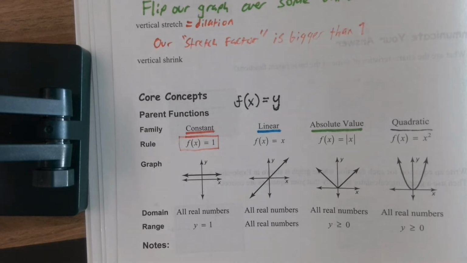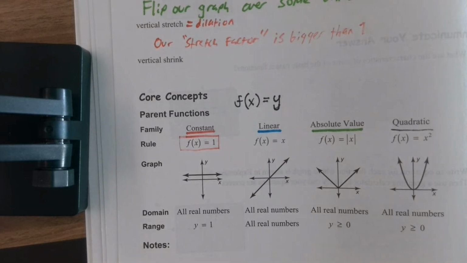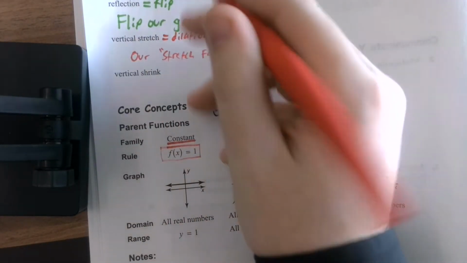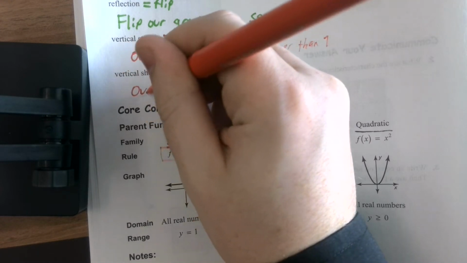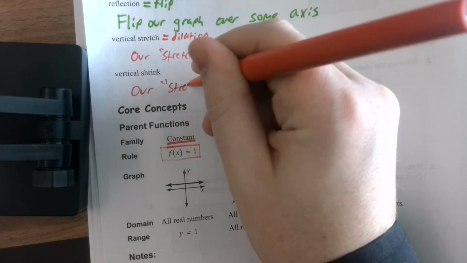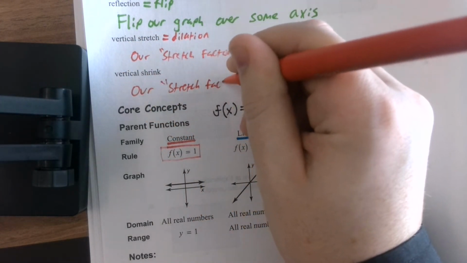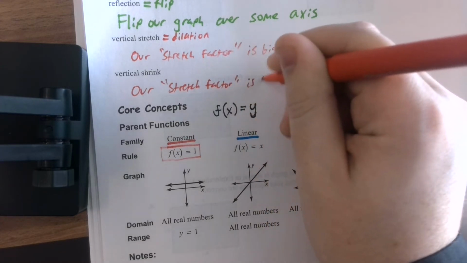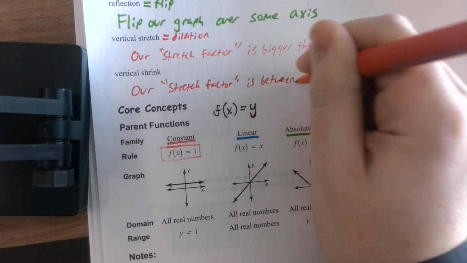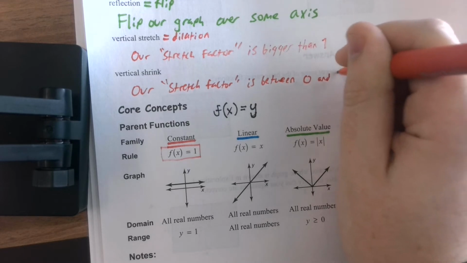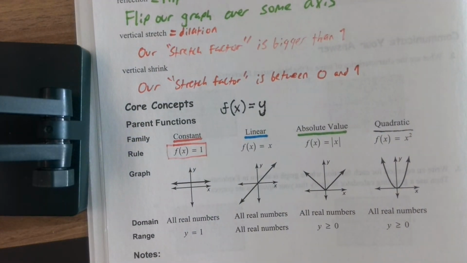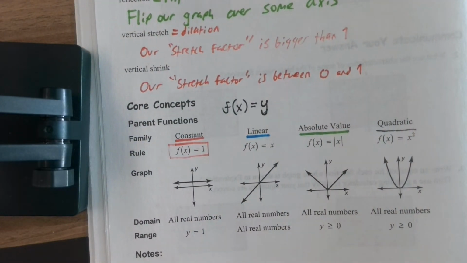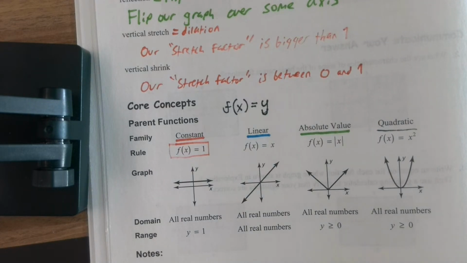However, we also have something called vertical shrinks as well. Vertical shrinks are when our stretch factor is between 0 and 1. Again, we'll talk more about what this means in 1.2 as well as in 2.1.